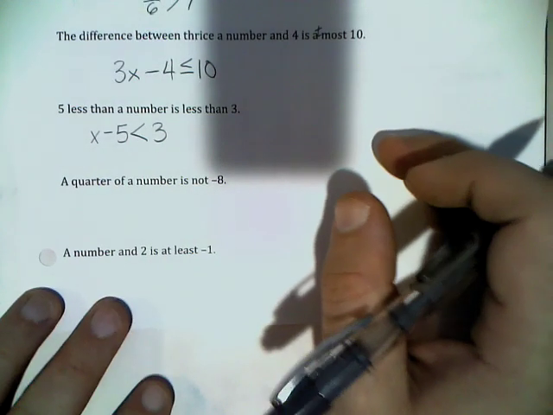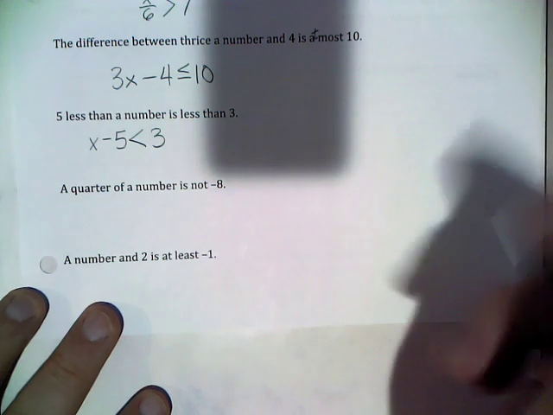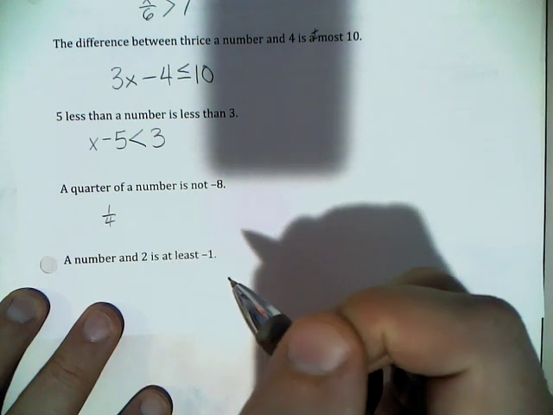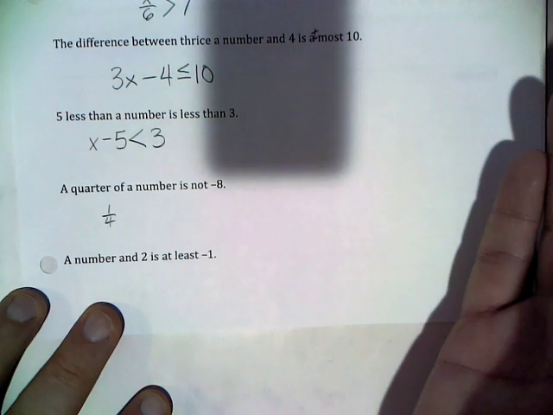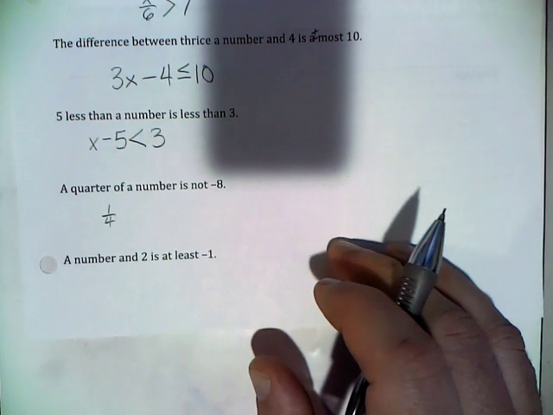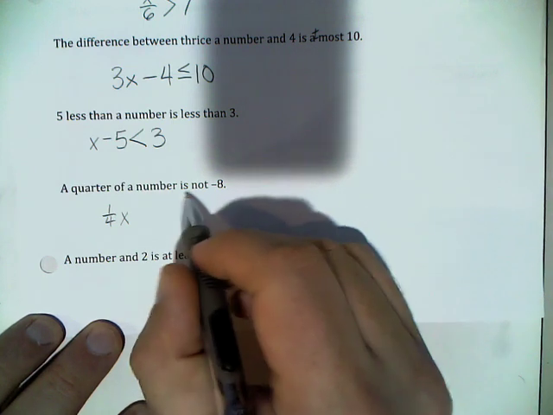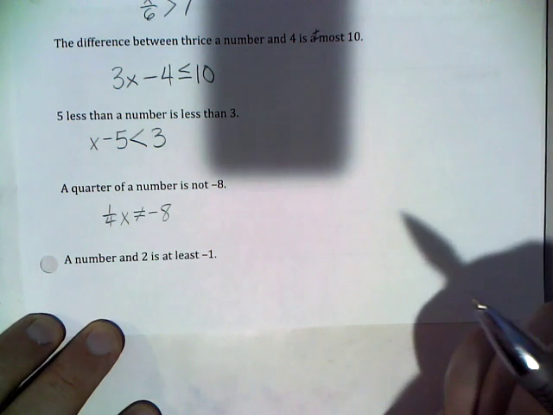Next one up, a quarter of a number is not negative 8. Now a quarter really is a fourth. So a quarter of a number, this of, it's not an out of, this actually is of, so it's times. I don't know what number, so I'm going to just call it x. And then is not, that's going to be a not equal to -8.